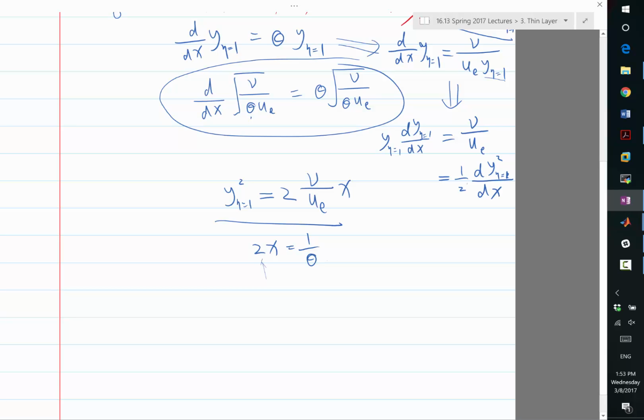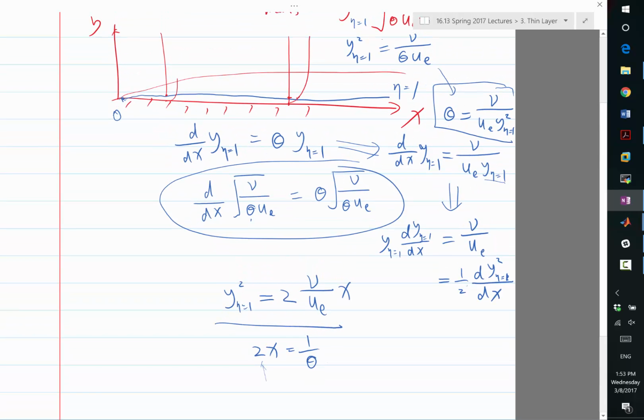The choice of eta equals 1, is that just arbitrary? That's arbitrary. You derive exactly the same equation. You derive this to be exactly the same using, let's say, eta equal to 2 or eta equal to any constant. Yeah, it's just a fixed location relative to the boundary layer profile. Yeah, that's a good question, though.